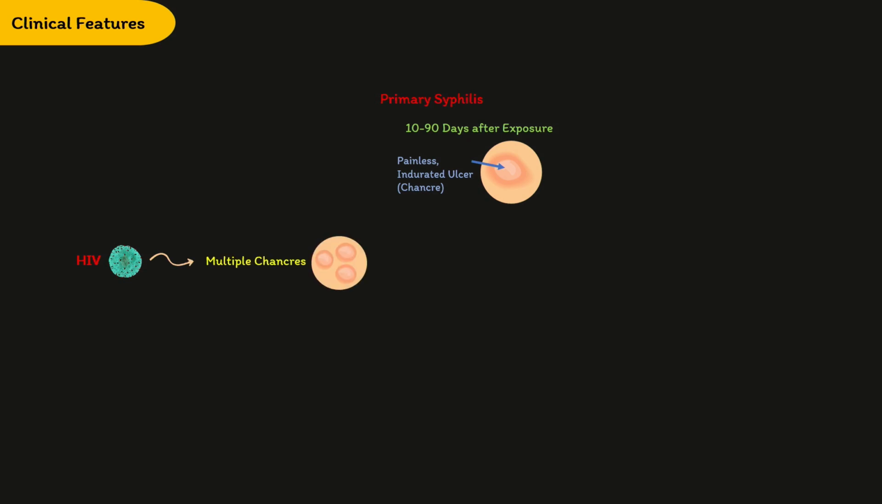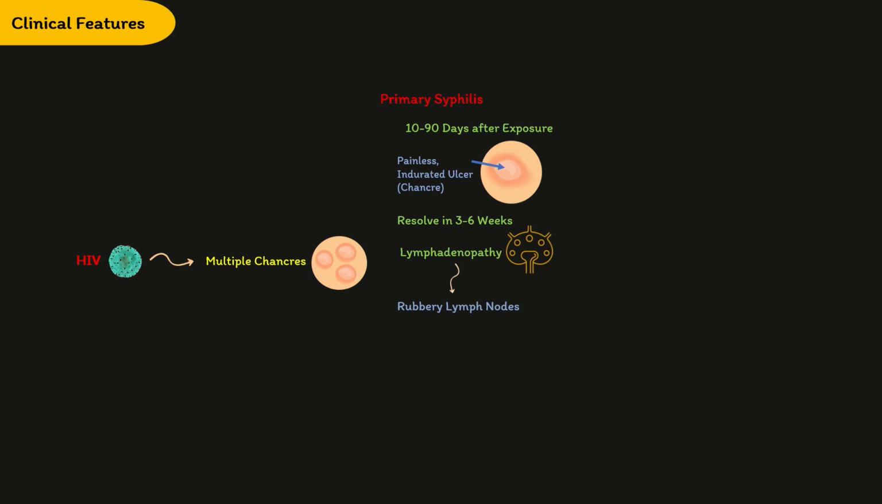Primary syphilis appears 10 to 90 days after exposure to the infection, and it comprises a painless, indurated ulcer, which is also known as a canker, and it forms at the site of inoculation with the Treponema pallidum. Now, HIV patients usually develop multiple cankers. It is very important to note that these lesions resolve without treatment in about 3 to 6 weeks. They are accompanied by regional lymphadenopathy, and this consists of rubbery lymph nodes. So if you're examining a patient, do look out for these nodes.